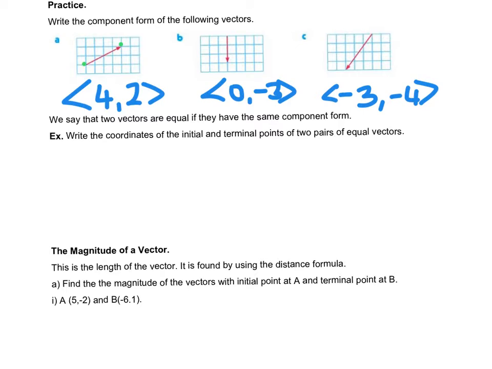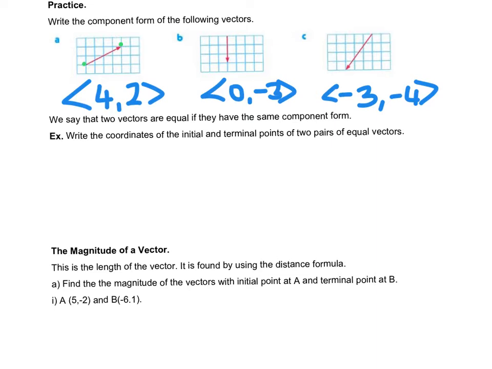Okay, so the next part, we say that two vectors are equal if they have the same component form. They might not start from the exact same place, but they have to be going in the exact same direction and with the same speed. So if you have the same component form, those two characteristics will be satisfied. It's asking us here to write the coordinates of the initial and terminal points of two pairs of equal vectors. So it wants you to write two vectors that are equal and two more vectors that are equal.